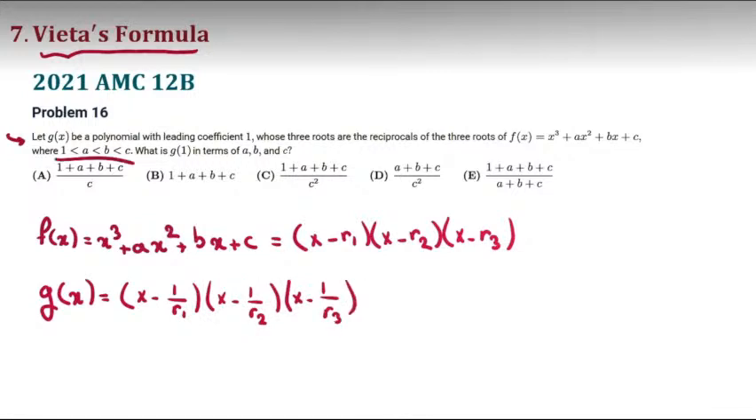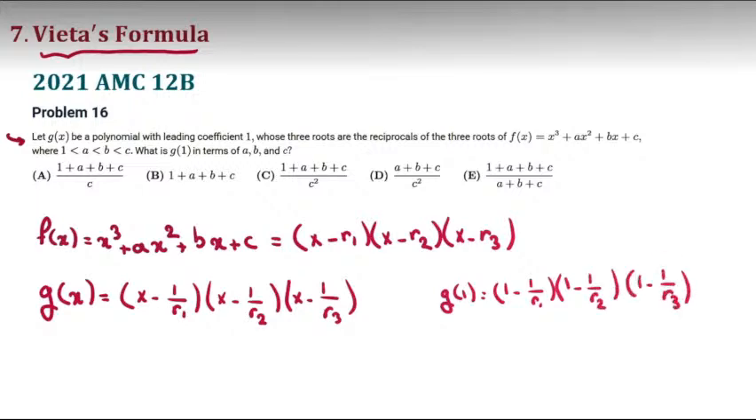And it says a is less than b less than c, greater than 1. Okay, so then it's not 0, the numerator and denominator. And what is g of 1? g of 1 is 1 minus 1 over r1, times 1 minus 1 over r2, times 1 minus 1 over r3. And we calculate, it will be the first one is r1 minus 1 over r1, the second one r2 minus 1 over r2, the third one r3 minus 1 over r3.